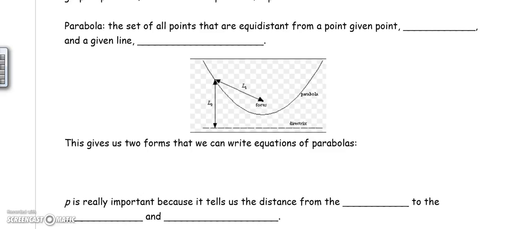So a new definition we have for a parabola is that it is the set of all points that are equidistant, which means they are the same distance away, from a point given the point, which is called the focus, and a given line, which is called the directrix.